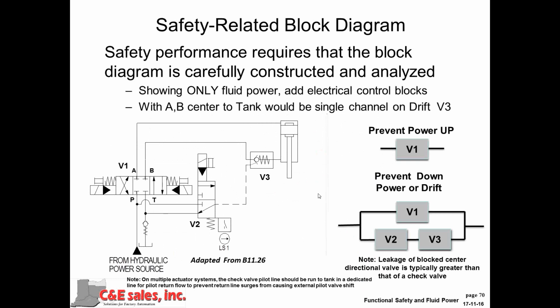The functional diagram of this one is what you might expect. Again, power up is a single channel, whereas control of power down is dual channel. Either this valve venting and the check valve closing, or this valve spring centering, will cause that cylinder not to advance. Okay? So in this particular case, we have a dual channel for the power down and drift, but only a single channel in the retract mode.